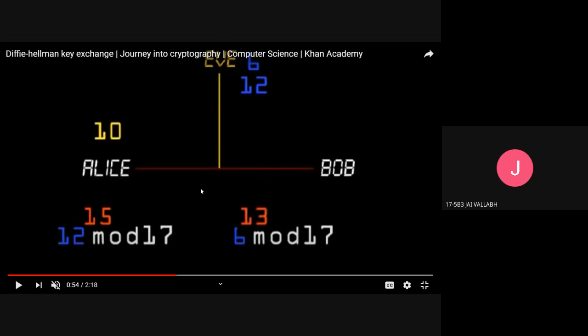Now we'll be using 6, which is the public key of Alice, power 13, which is the private key of Bob, mod 17. And its value also must be the same, that is 10. It is the key. This forms the major part of this Diffie-Hellman algorithm. The procedure we have followed and the values we have selected are only correct if we get the same values, that is 10 and 10, as the secret key.